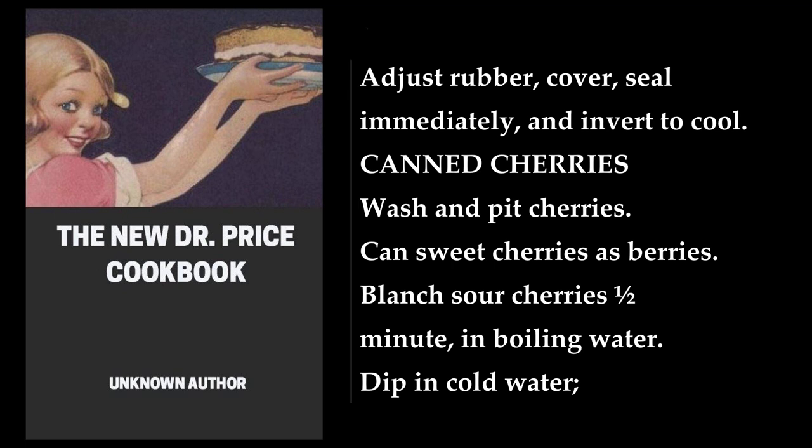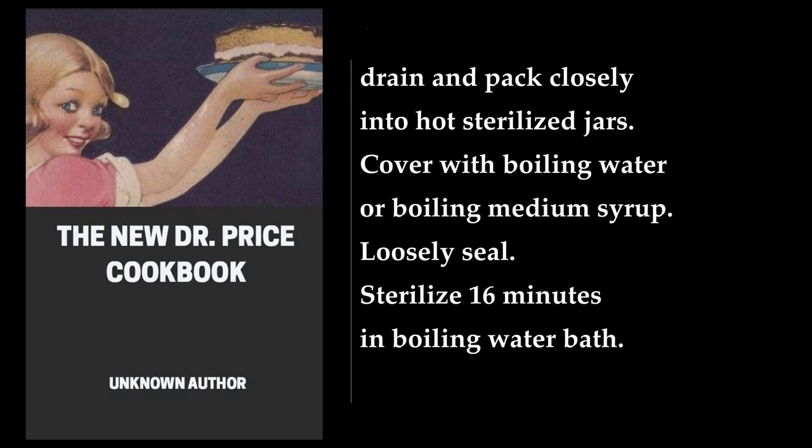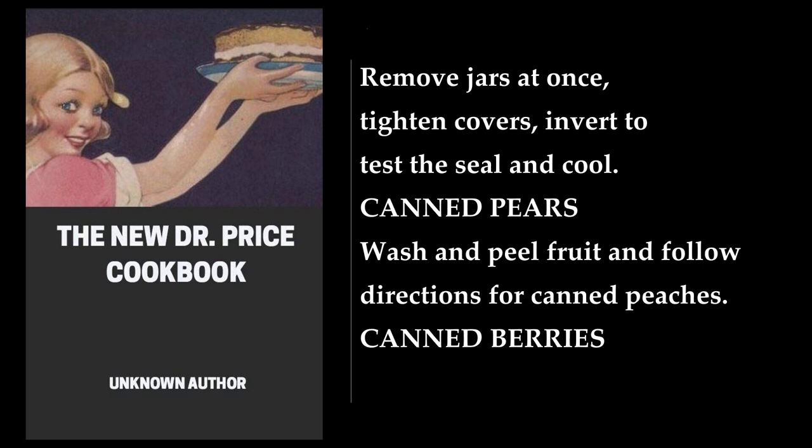Canned cherries. Wash and pit cherries. Can sweet cherries as berries. Blanch sour cherries 1/2 minute, in boiling water. Dip in cold water. Drain and pack closely into hot sterilized jars. Cover with boiling water or boiling medium syrup. Loosely seal. Sterilize 16 minutes in boiling water bath. Remove jars at once, tighten covers, invert to test the seal and cool.